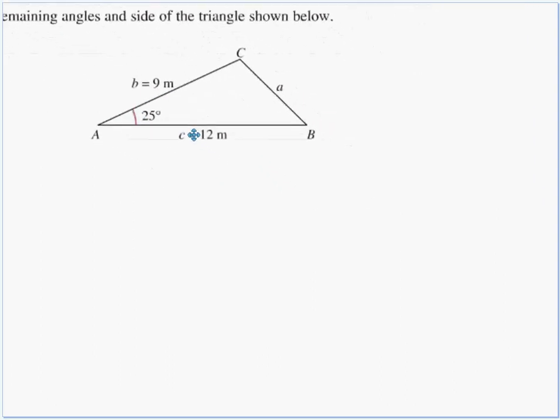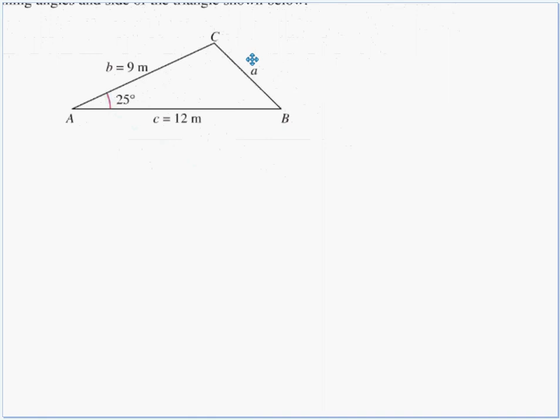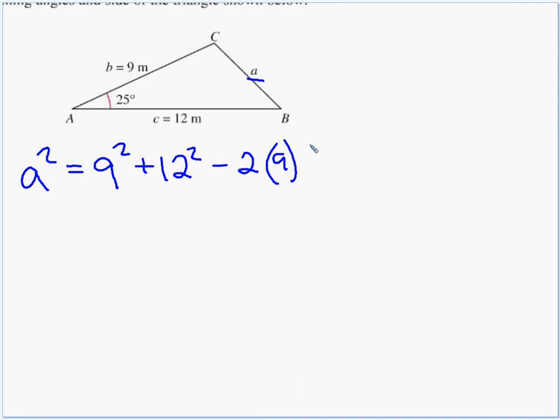But we do have the law of cos, and the law of cos we can solve for any missing side that we want. So here we want to find this side A, so we can start to use the law of sines. And the law of cos here will be a squared is equal to b squared plus c squared minus 2b times c times the cos of angle A. So there it is with the numbers all plugged in.